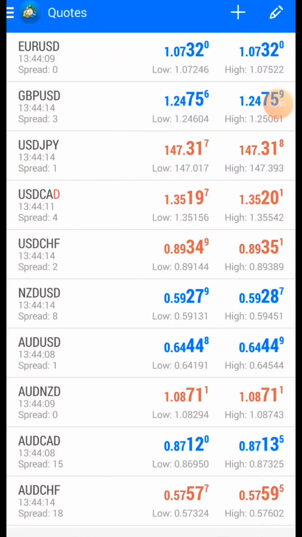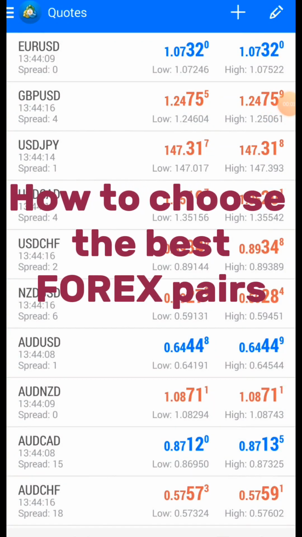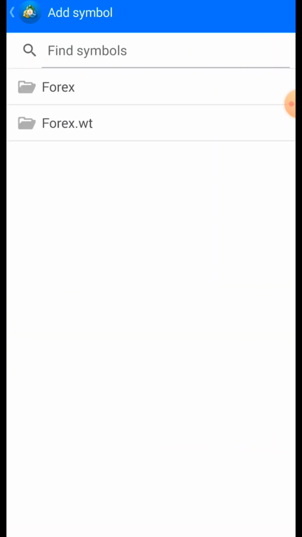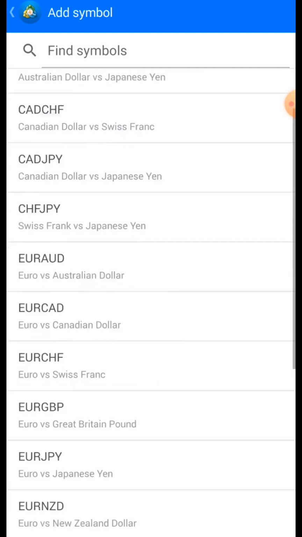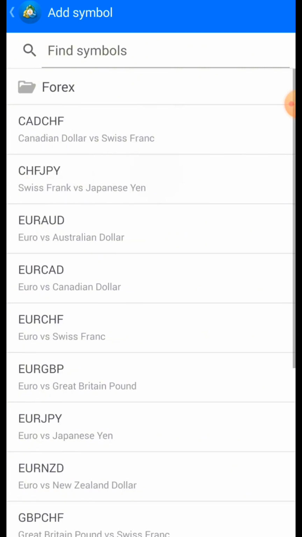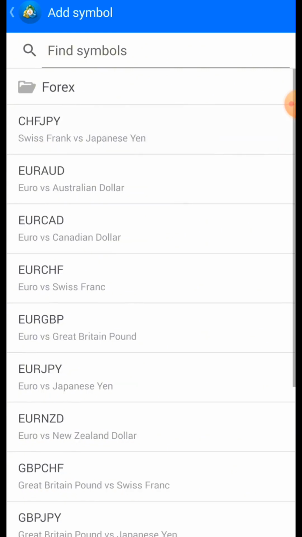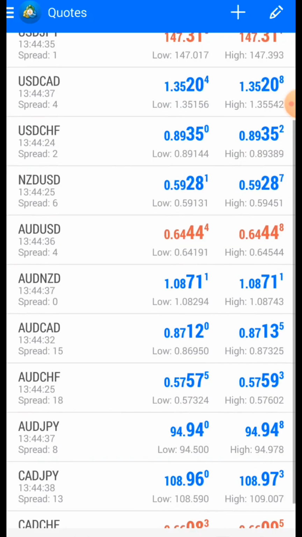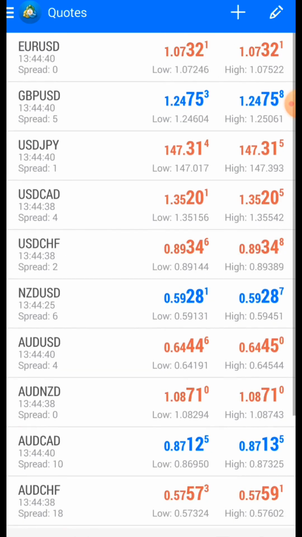So in this video, I'm going to show you how to choose the best foreign exchange pairs to trade. Now, within my MT4, I can click on the plus button, and depending on the broker, you see the list of pairs. So I can click on Forex and then add the other pairs that I don't yet have on my watch list. Just by clicking on them, they appear on my watch list or on the quote section.